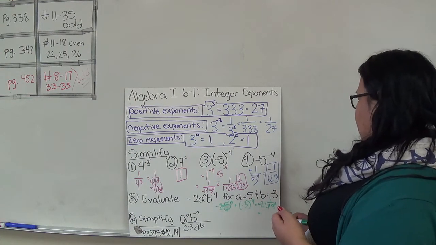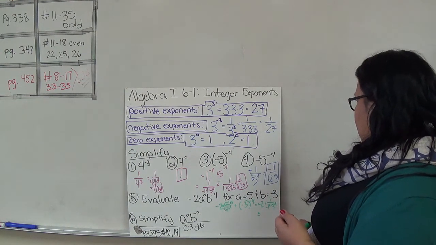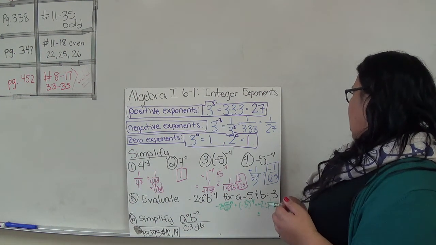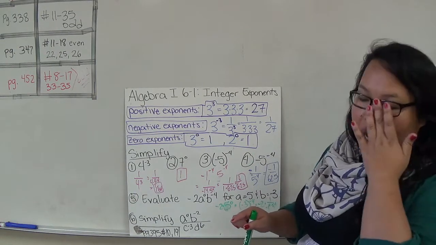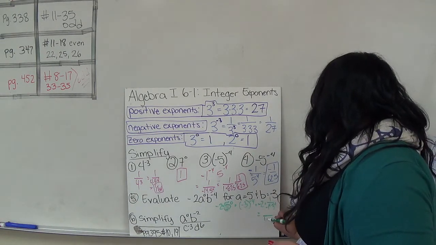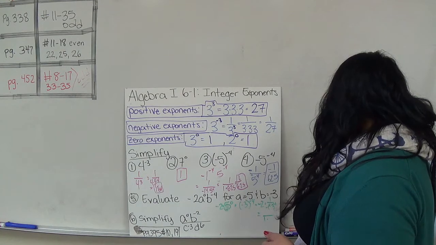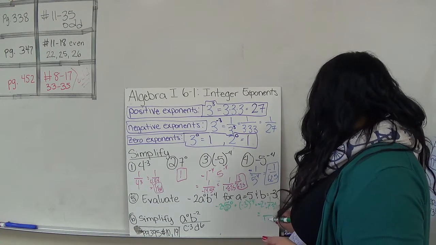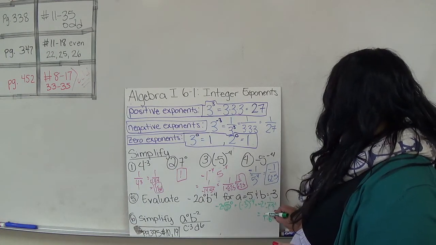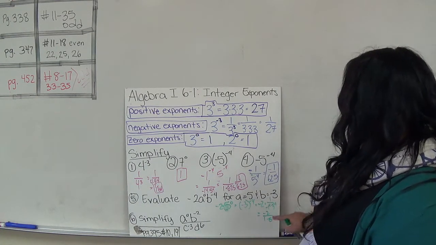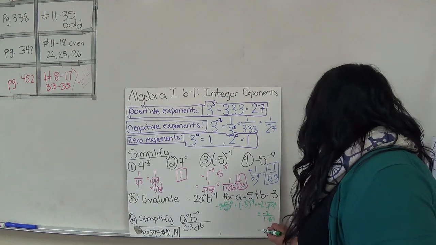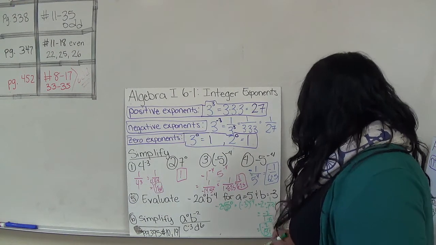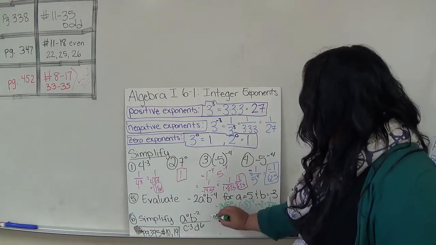This gives me negative 1 to the 4th is positive. So I have positive 1 times 3 to the 4th, which is 81. Okay, and then negative 2 is on top because I'm multiplying it by the top. So negative 2. So my answer is negative 2 over 81. And I can't simplify it, so that's my answer.